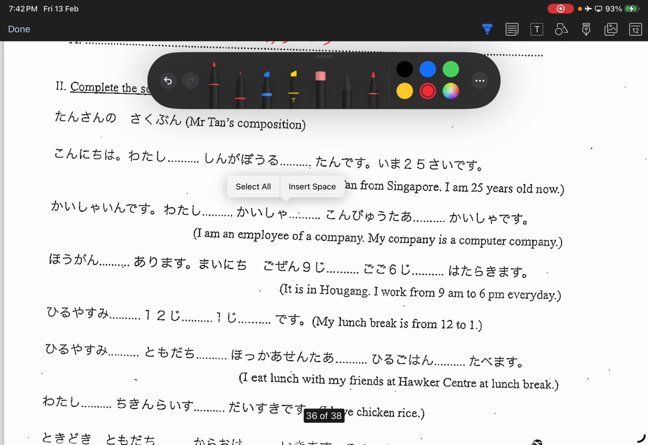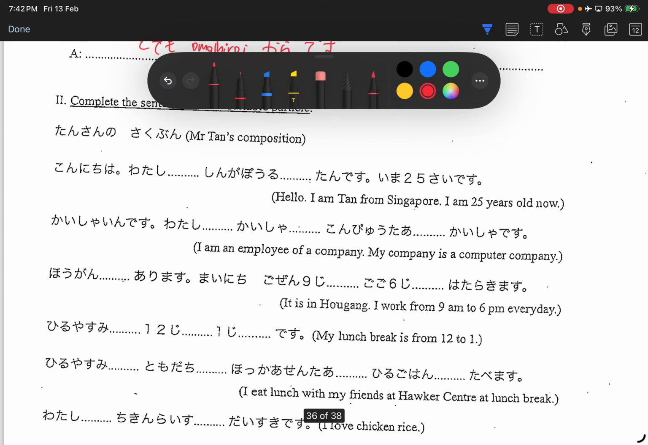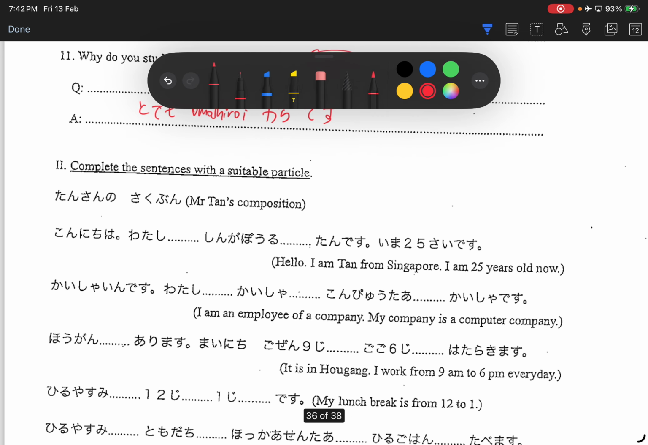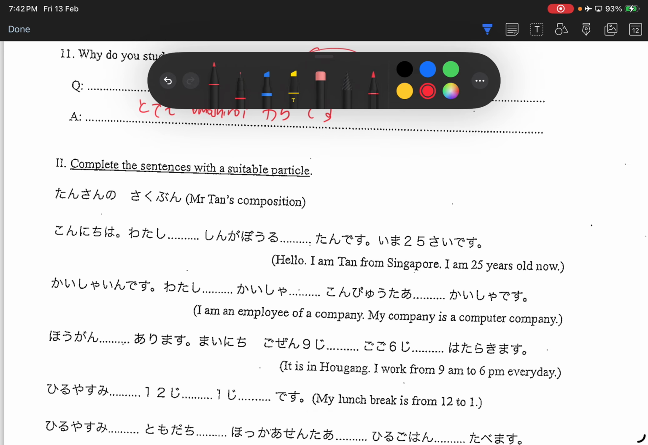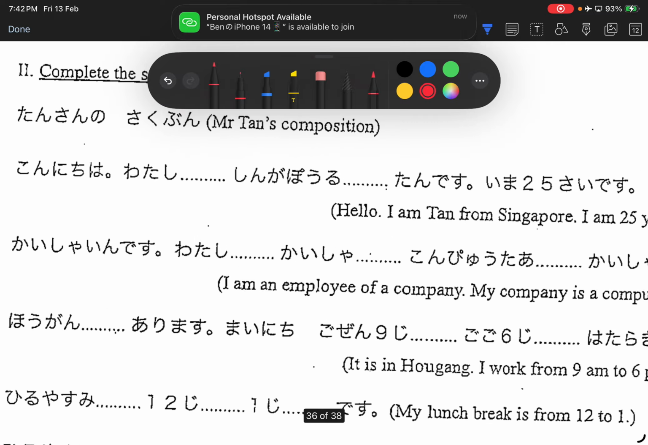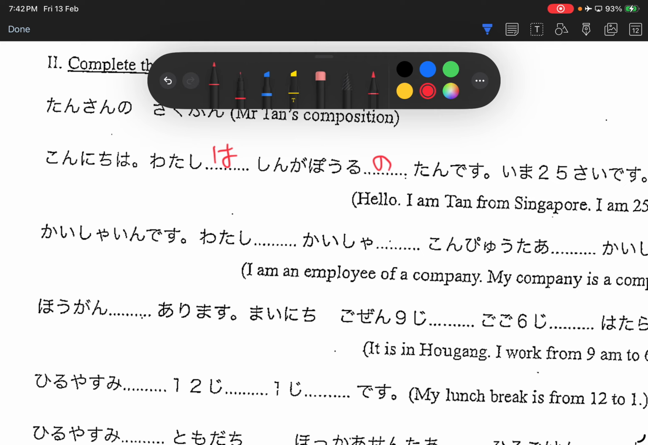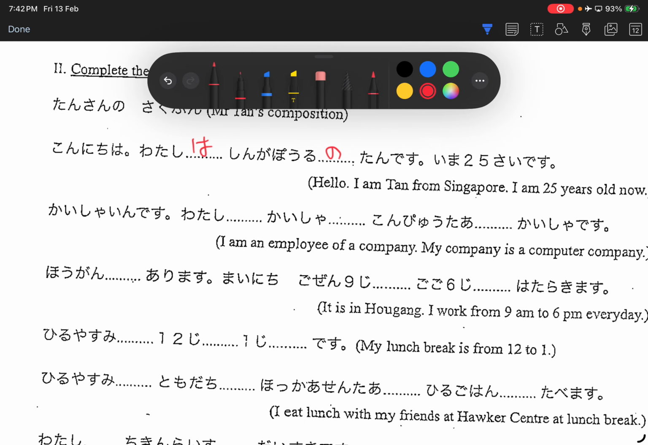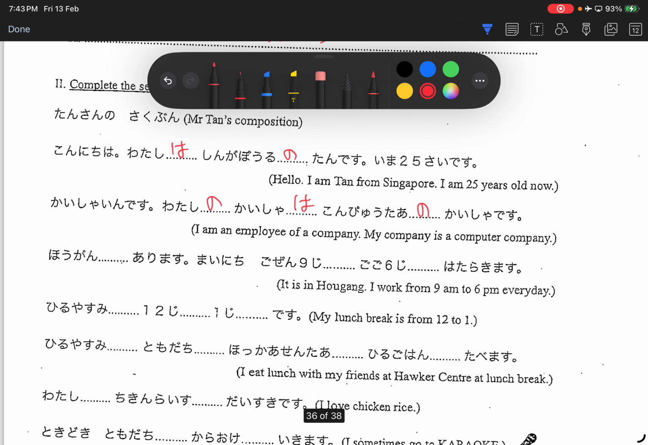Let's go on to the particle practice again. We just did this on Wednesday. こんにちは。私 Cecilia. 作文 means composition, essay. The kanji is the same as Chinese 作文. こんにちは。私はシンガポールのタンです。今25歳です。会社員です。私の会社はコンピューターの会社です。Very good. So far all correct. Let's move on.